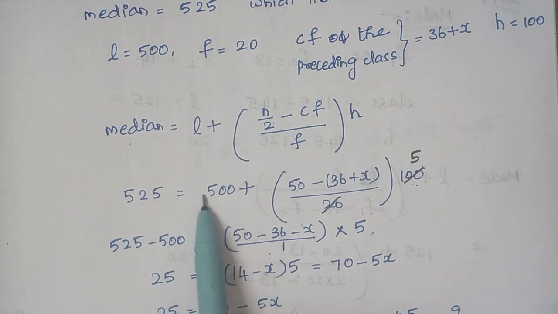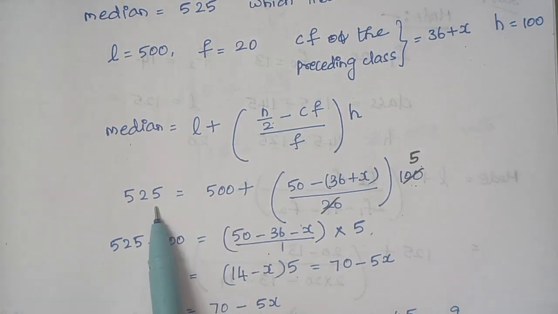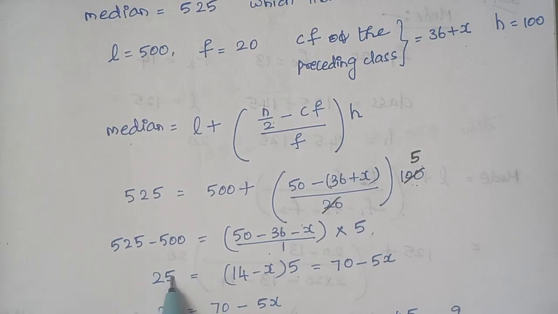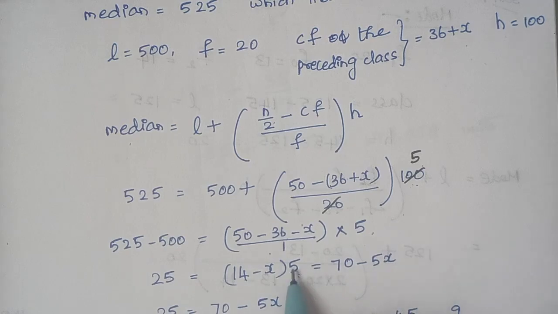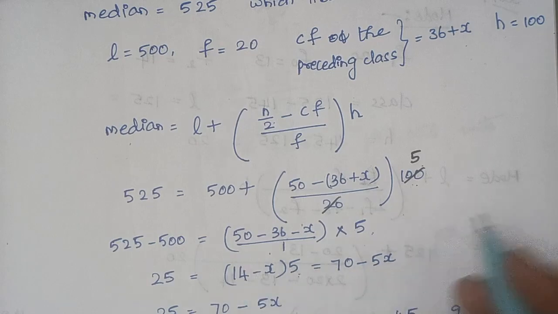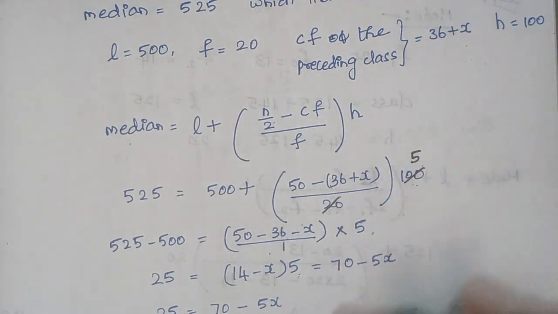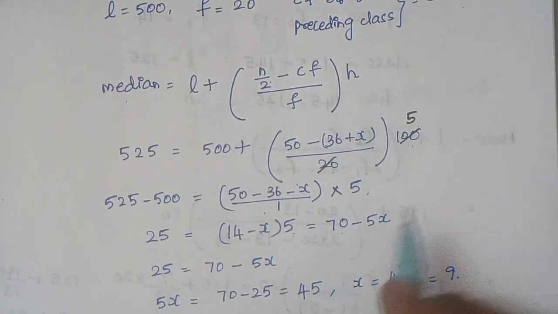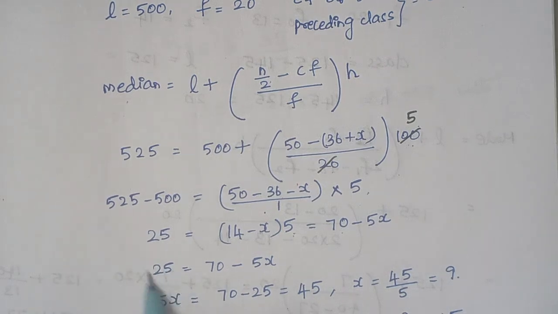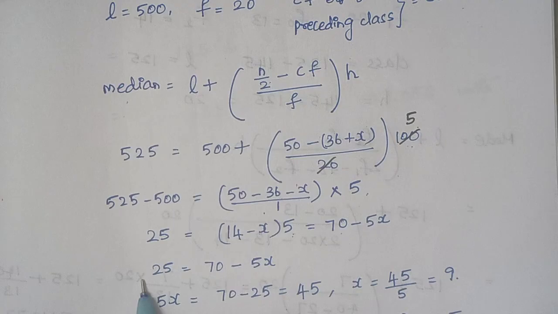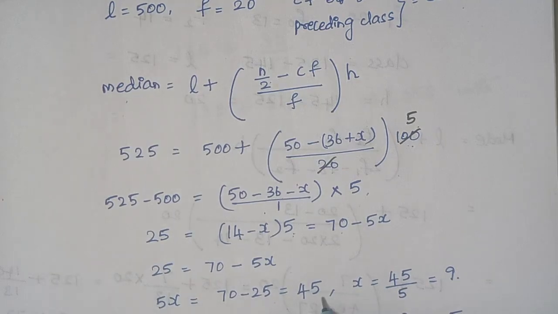Here I am moving this 500 to the left-hand side. So 525 minus 500 becomes 25. Again in this step I am multiplying, but no need to multiply; you can directly move this 5 over here. It will make our calculation simpler. Unknowingly I have just multiplied. You can do it by any method. After multiplying, I am getting 70 minus 5x. Next I am bringing the numbers together, moving this 25 over here and this 5x over here. So 5x is 70 minus 25, which is 45. Therefore, x is 45 by 5, which gives you 9.